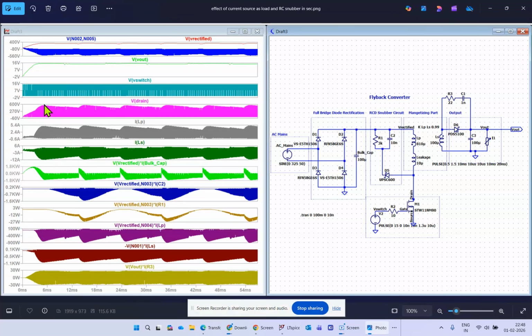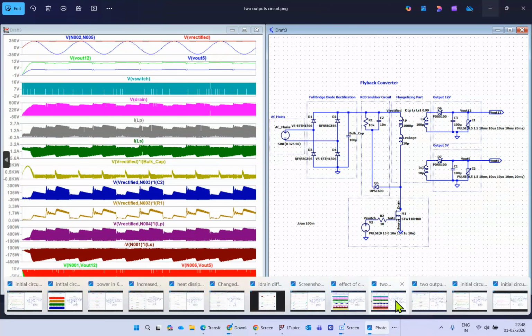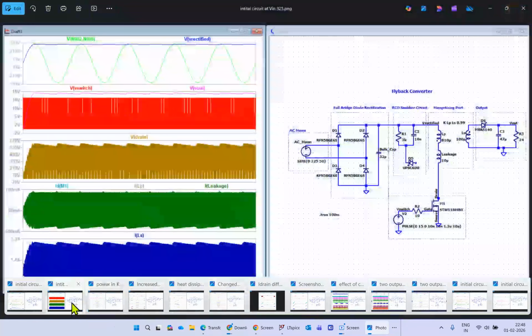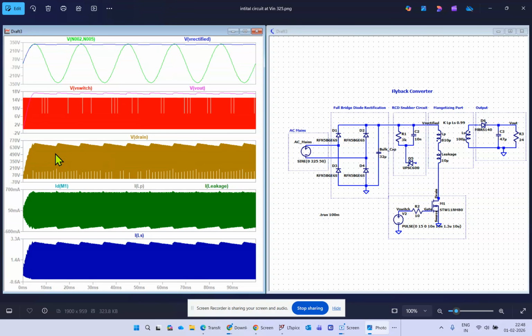So if you see it here, it is getting clamped because I have connected it. In another circuit it was not connected. I think here if you see, the snubber circuit is not connected. In this circuit I have improved the input voltage, and everything else is the same, but the snubber diode is not connected, and because of that we can see there is a huge spike in the drain voltage.